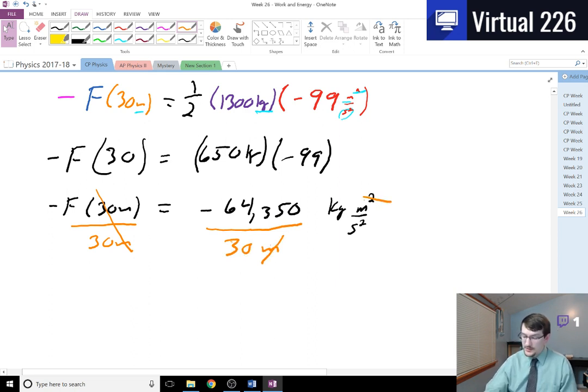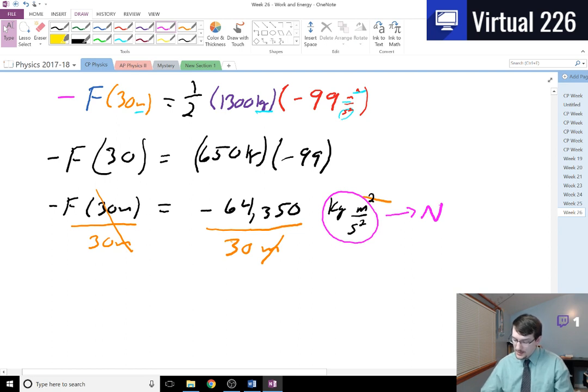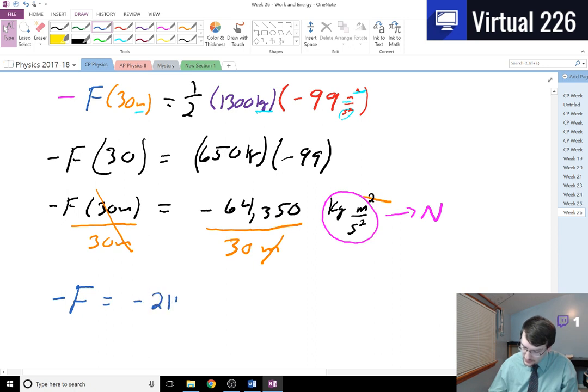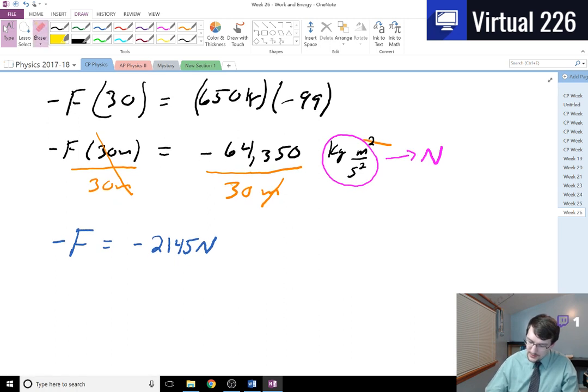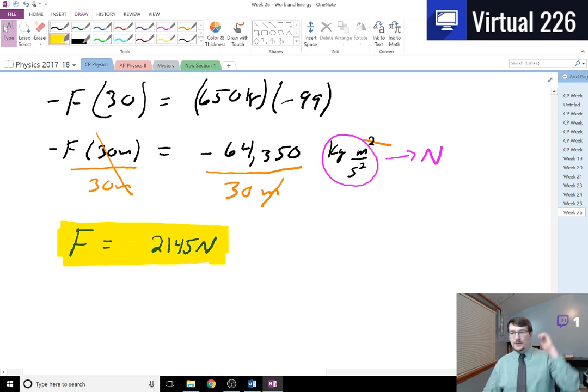So look, like I said previously, we've got our kilogram meters per second squared. That's a Newton. That's a force. We feel good about that. So we just have to say, hey, negative 64,350 divided by 30 equals, so our negative force is going to be equal to negative 2,145 newtons. And because we have a negative on each side, the negatives wipe out. So there's our answer right there. The average net force is a little over 2,000 newtons acting on the car.